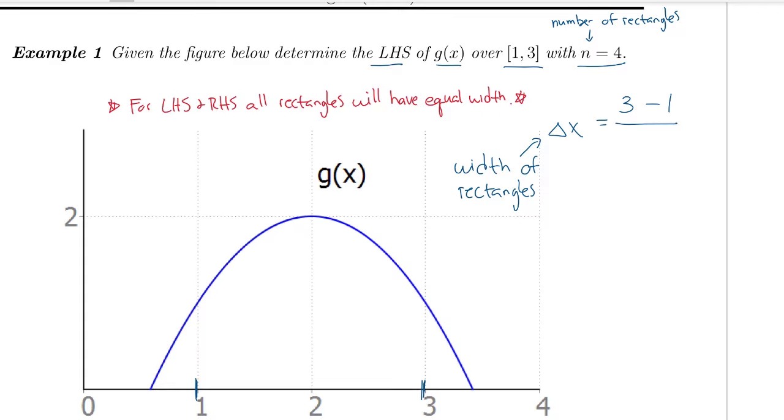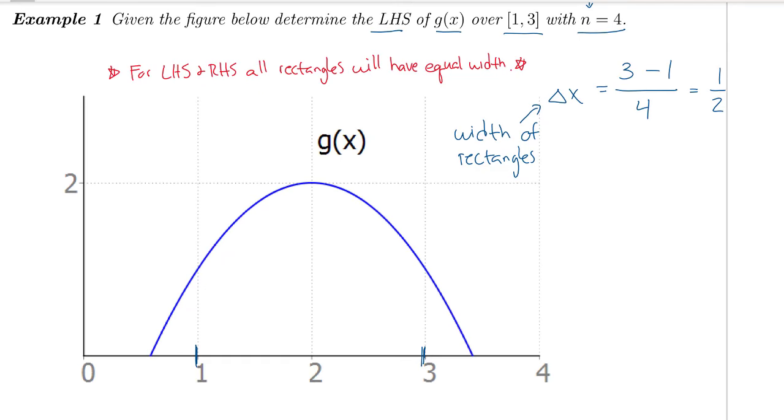So we take the length of our interval in the numerator and we need to break that into 4 equal sized pieces, so we divide by n, or in this case 4, and this will give us a half in this example. So that tells us the width of each of our rectangles should be a half, and now we can go to our diagram and skip count by 1/2.